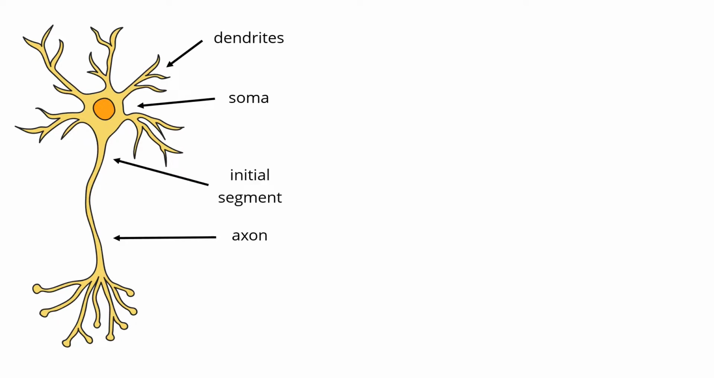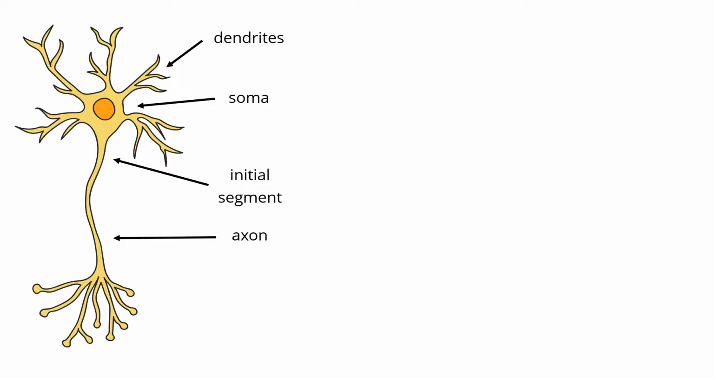We distinguish four basic parts of the neuron: the soma, which is the body of the neuron, the axon, which extends from the soma, the dendrites, the branching extensions of the soma, and the initial segment, the part of the axon where the action potential is initiated. I'm sure you already know these four.